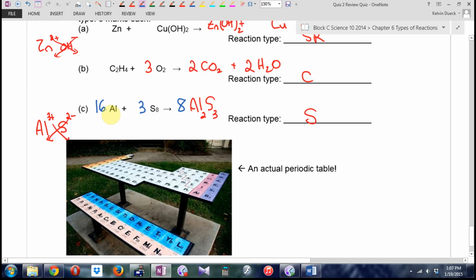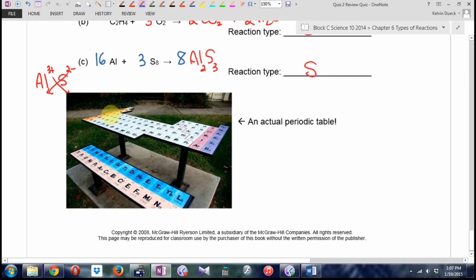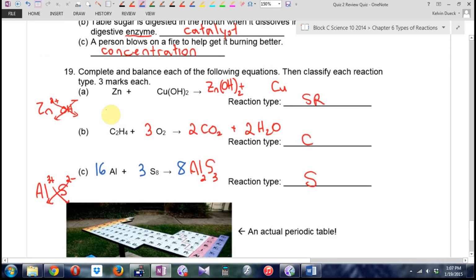Mr. Dueck, why did you have an S8? I gave you an octasulfide polyatomic. It happens in nature. Sulfur combines with itself. And anyways, I haven't showed you all the weird chemistry stuff. An actual periodic table. Okay.